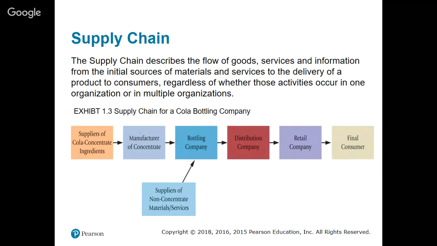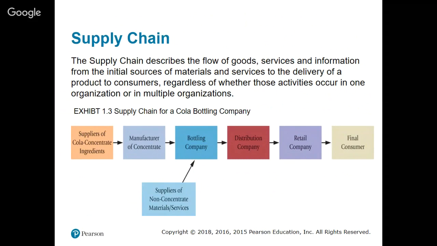So basically, when a Ski is getting ready to be produced, the first thing that you have in the supply chain is going to be the suppliers of the ingredients of the drink, okay? That's the first thing you have to have. And then from the suppliers, it goes to the manufacturing of the concentrate. The manufacturer of the concentrate gets it all together and makes the drink itself. It goes to the bottling company.